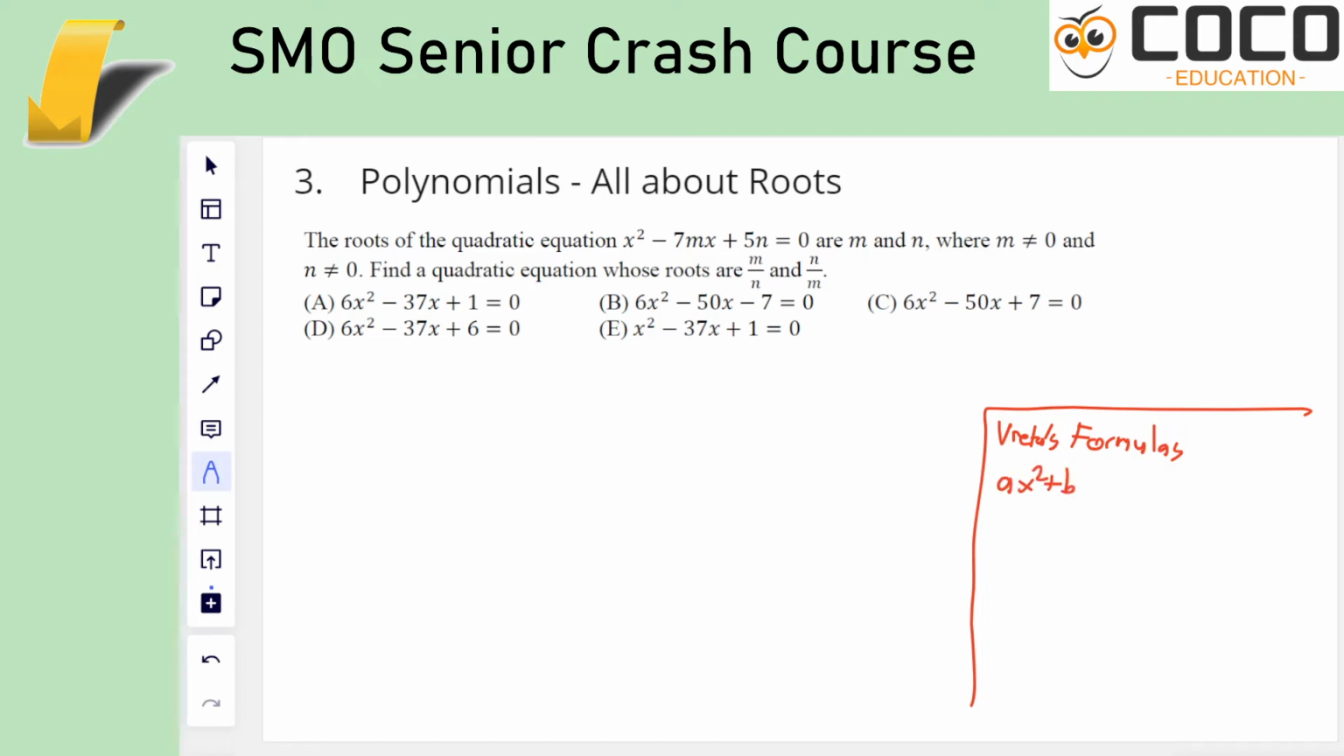Let's say that I take a generic quadratic and I call the roots p and q. Now Vieta's formulas tells you that p plus q is negative b over a and pq is c over a. The reason is very simple. Ax squared plus bx plus c, if the roots are p and q, can be factorized as x minus p, x minus q times the leading coefficient a.